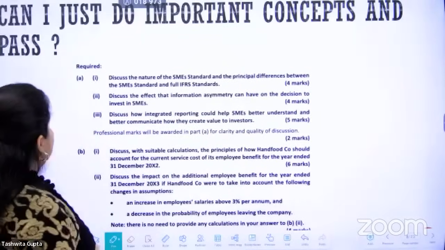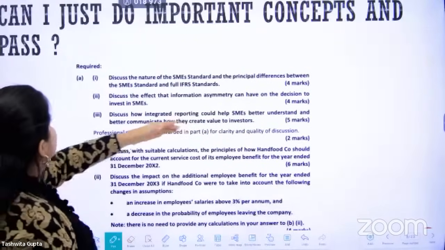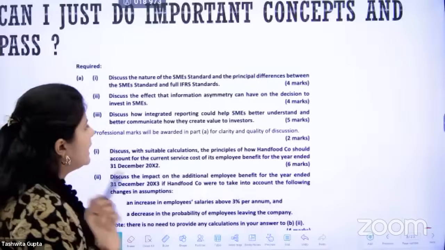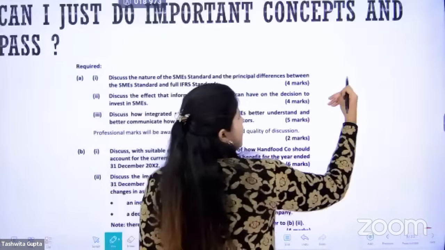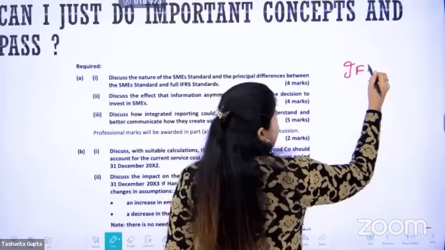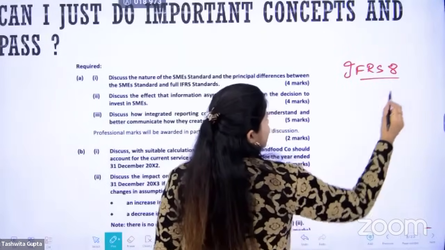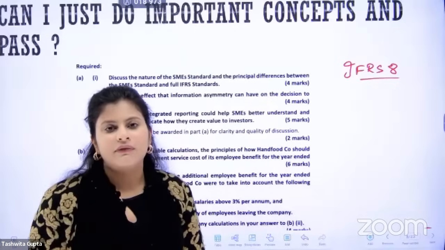Then can I just do important concepts and pass? I gave you an example of operating segments. IFRS 8, December 2023. You can go and check the ACCA paper yourself. It's there on the platform, the CBE platform.